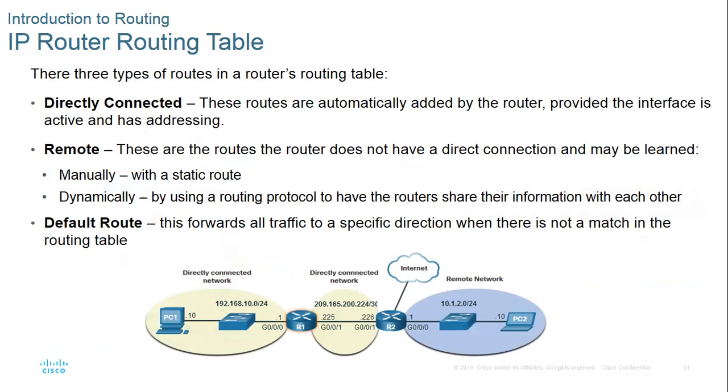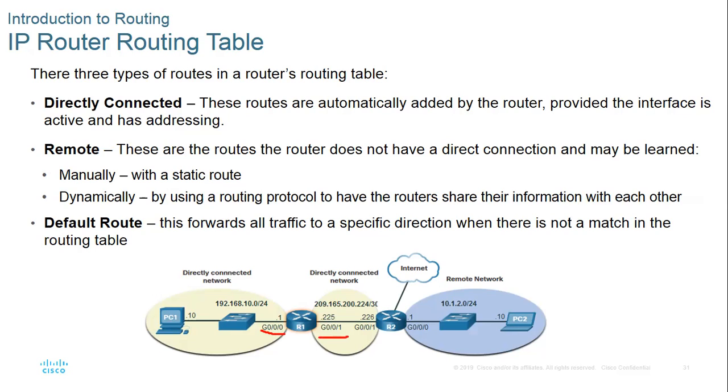We have multiple entries. We have 3 types of entries. We have the directly connected one, which means the IP address of the interface of the router. The network address of this interface's IP will be a directly connected network address within the routing table. So router R1 is a member of 2 different network addresses, since it has 2 interfaces and every interface is located in a different network.